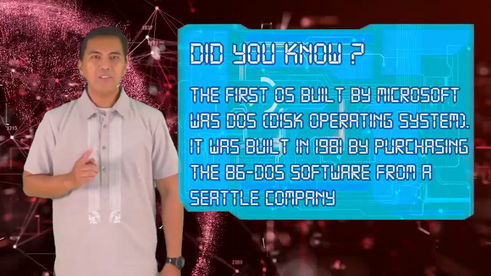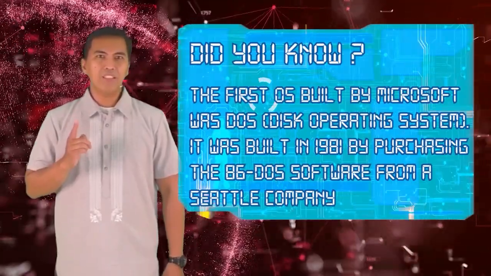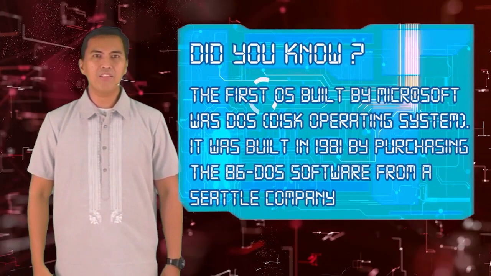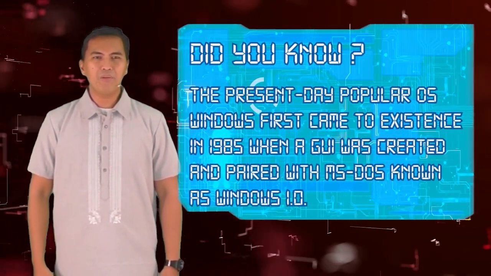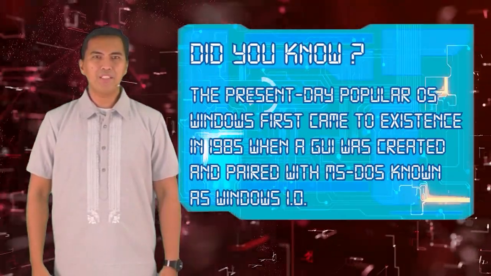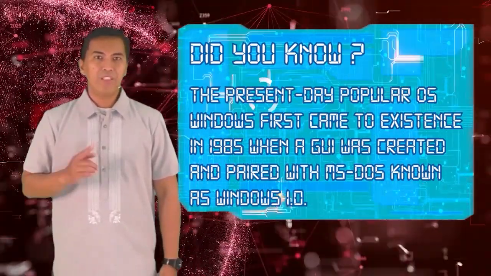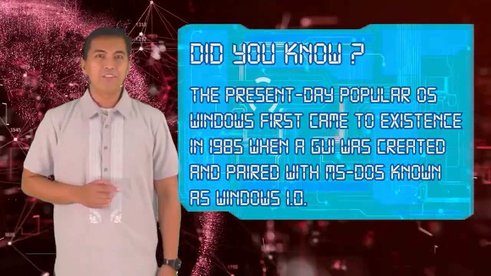The first OS built by Microsoft was DOS, or This Operating System. It was built in 1981 by purchasing the 86DOS software from a Seattle company. The present-day popular OS Windows first came to existence in 1985 when a GUI was created and paired with MS-DOS, known as Windows 1.0. Amazing?